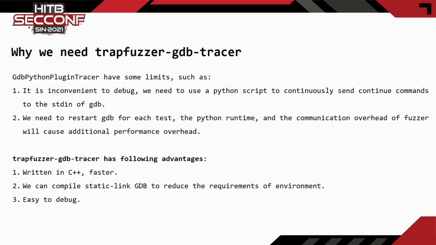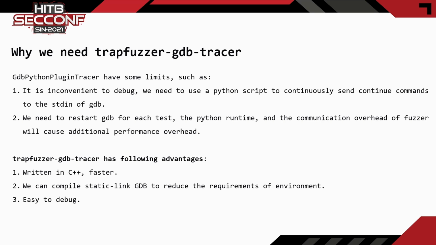First of all, I will introduce why I want to modify the GDB source code to develop trapfuzzer GDB Tracer. Although the GDB Python Plugin Tracer can meet the fuzzing requirements, there are still some shortcomings. First, it is inconvenient to debug. We need to use a Python script to send the continue command to the stdin of GDB. Second, we need to restart GDB for each test.